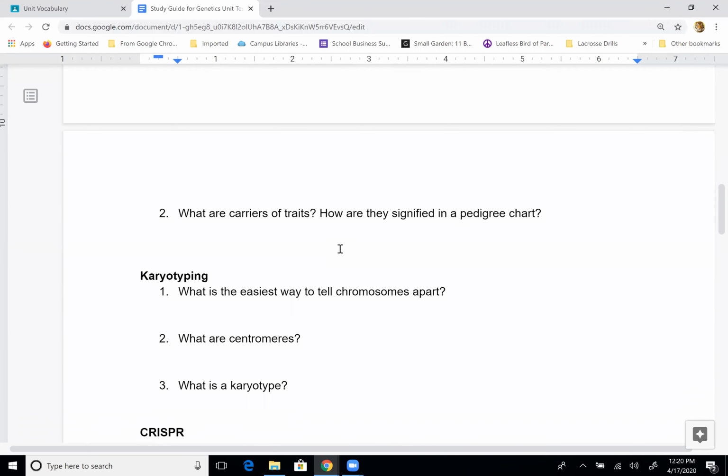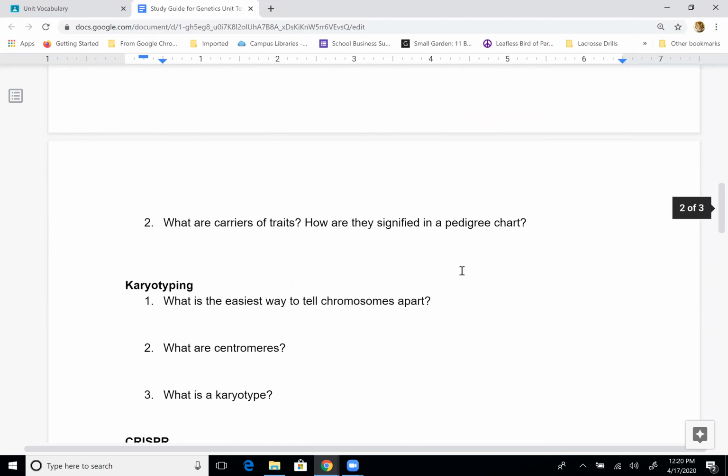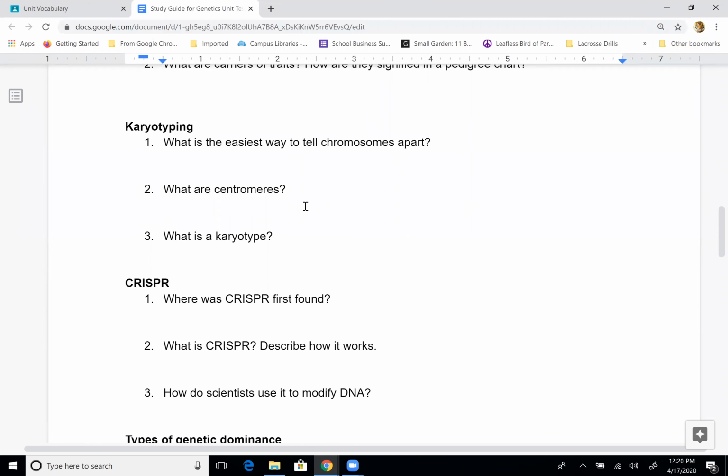Okay. What are carriers of traits? Those are people who carry the trait but do not show it. And how are they signified in a pedigree chart? We just went over that. All right. Karyotyping, easiest way to tell chromosomes apart is by size. Centromeres is the center of the chromosome. And again, what is a karyotype? We already went over this.